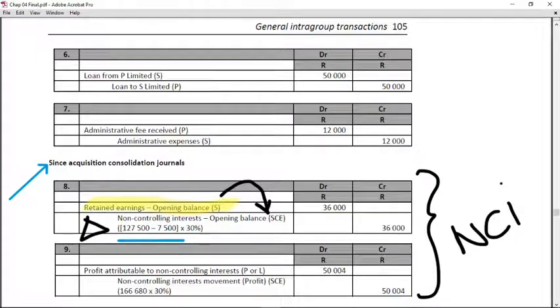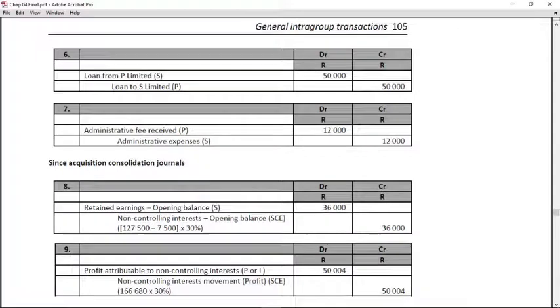This calculation of the 36,000 Rand also happens either on your timeline or in your analysis of equity in the since-acquisition to opening balance period. Journal 9 attributes profit of the subsidiary to my non-controlling interest. So my debit entry is profit attributable to NCI, and I credit my current year movement of non-controlling interests, and I end up increasing their balance again.